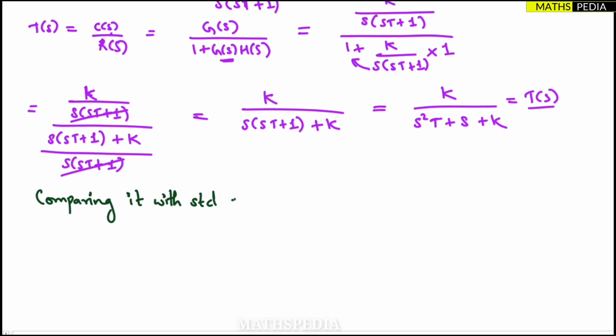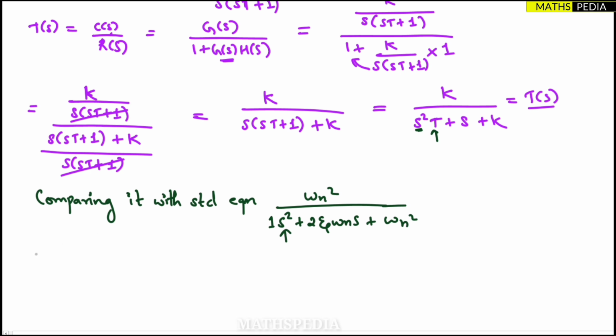Standard equation, which is nothing but omega n square by s square plus 2 zeta omega n s plus omega n square. This is the standard equation. Now here you can observe that the coefficient of s square should be 1 always, but here the coefficient of s square is t. I want it as unity.